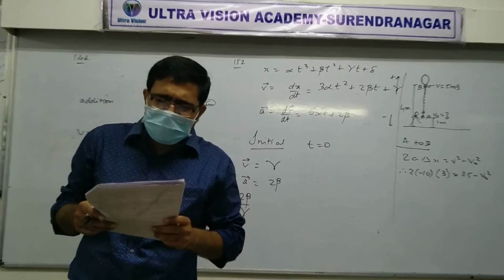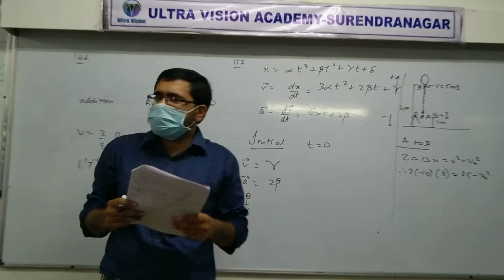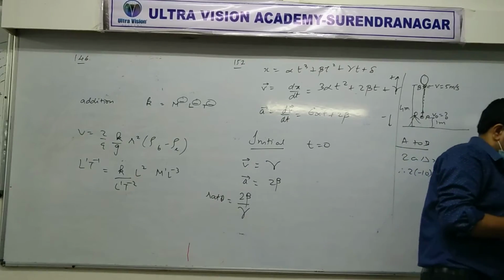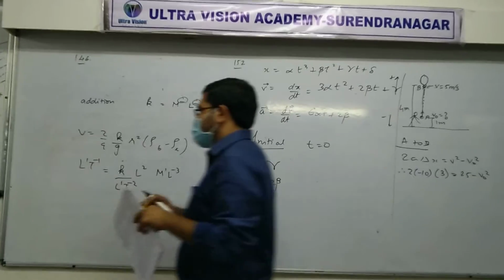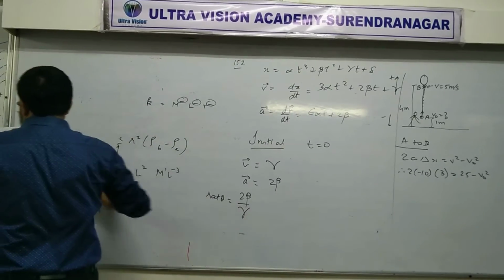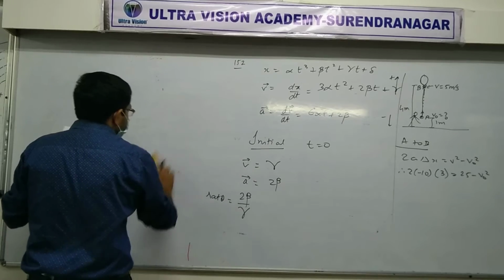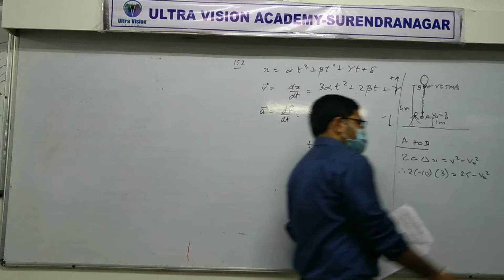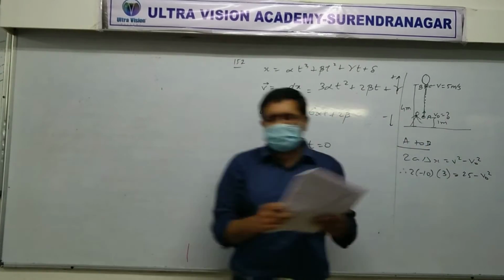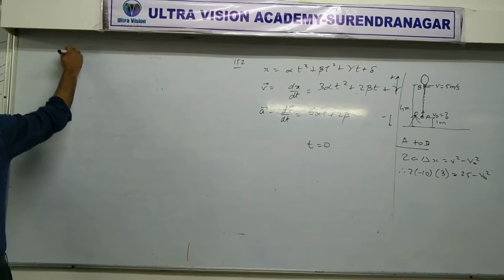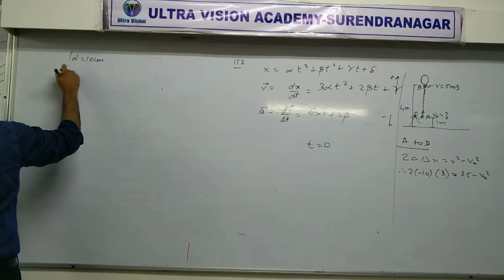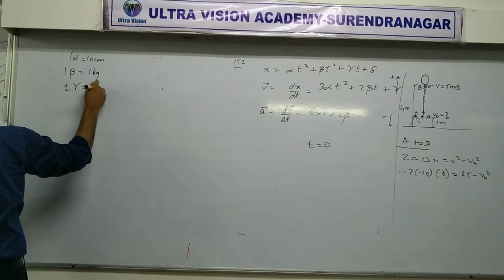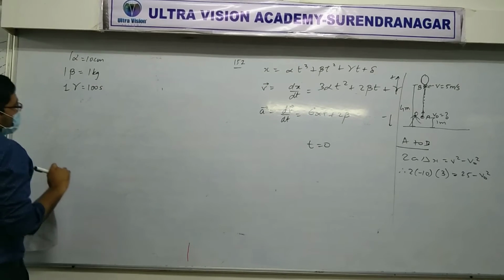In a new system of units, the new unit of length is 1 alpha, 10 centimeter. The new unit of mass is 1 beta, 1 kg, and the new unit of time is 1 gamma, that is 100 seconds. Then what is the new unit of energy in this system? It's a little bit similar to questions that we have done earlier. So 1 alpha is 10 centimeter, 1 beta is 1 kg, and 1 gamma is 100 seconds. So the new unit of energy.